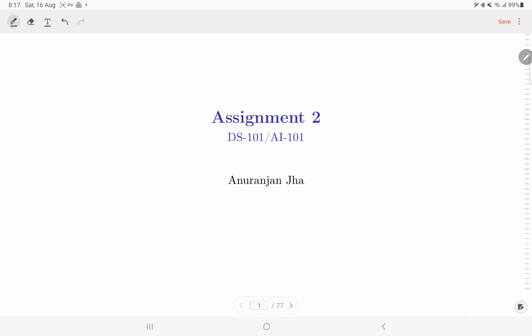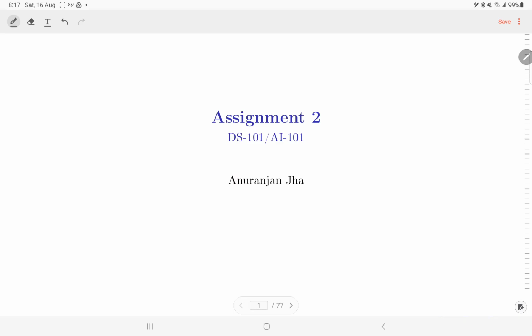Okay, welcome to the discussion of assignment 2. This is take, I guess, 13 or 14. So let's start discussing assignment 2 for your course DSAI 101.